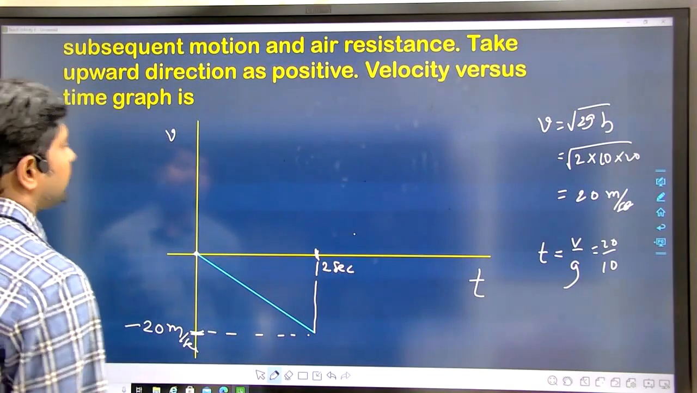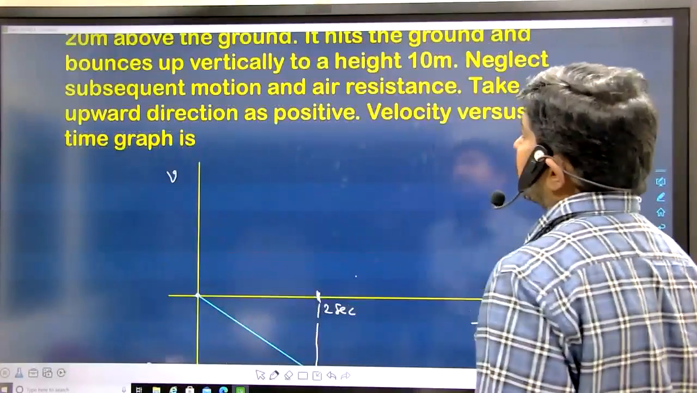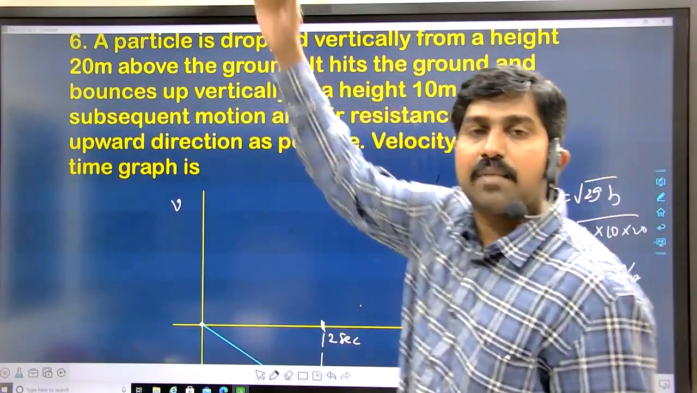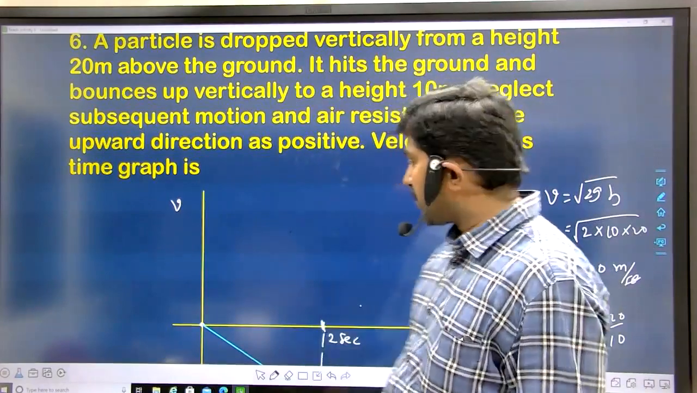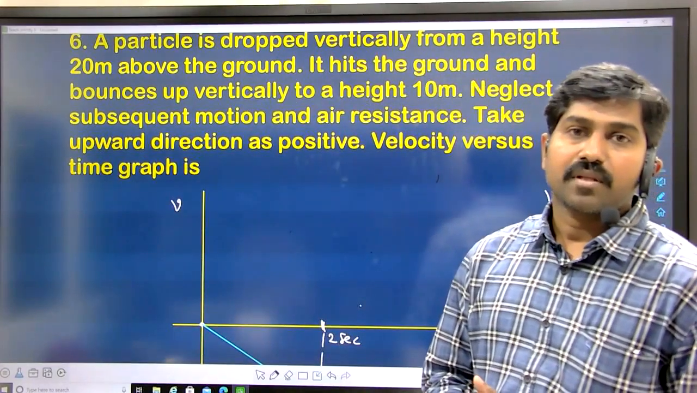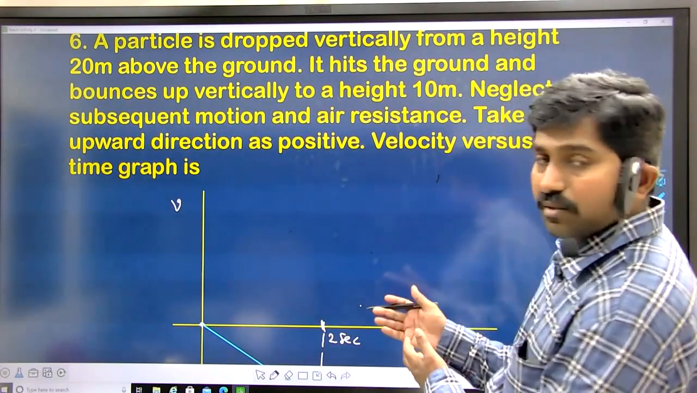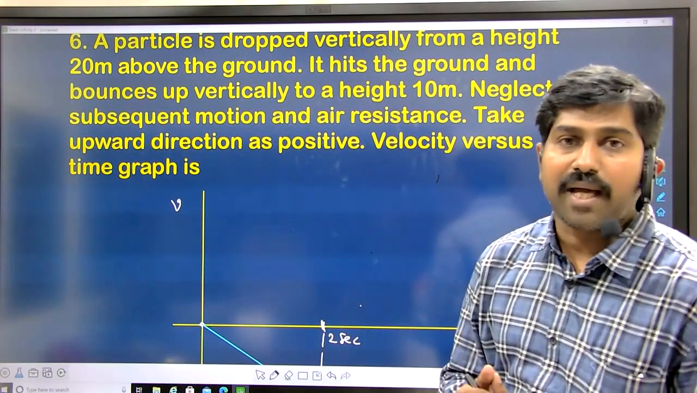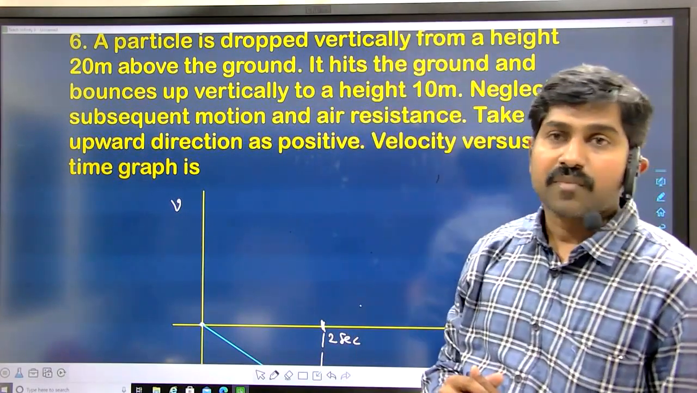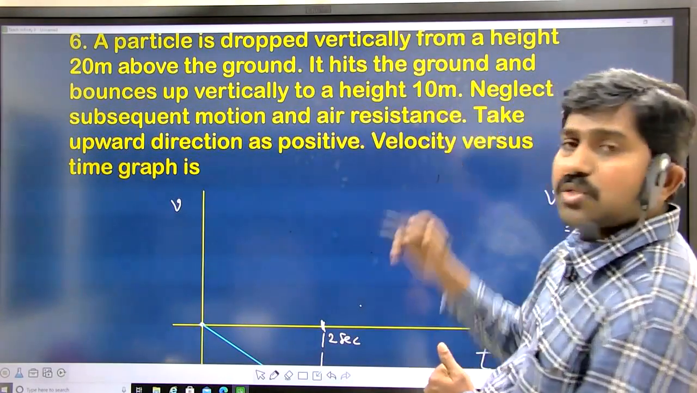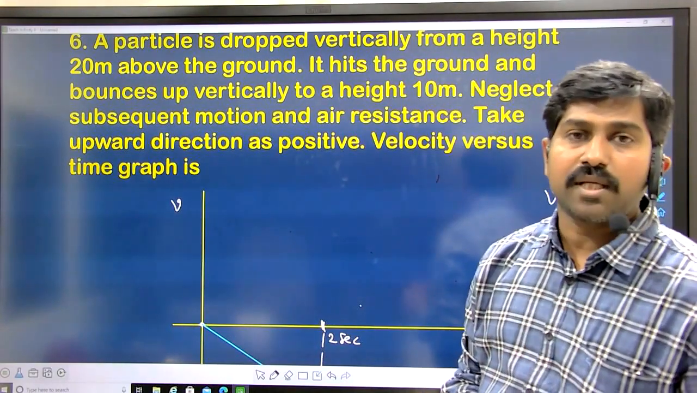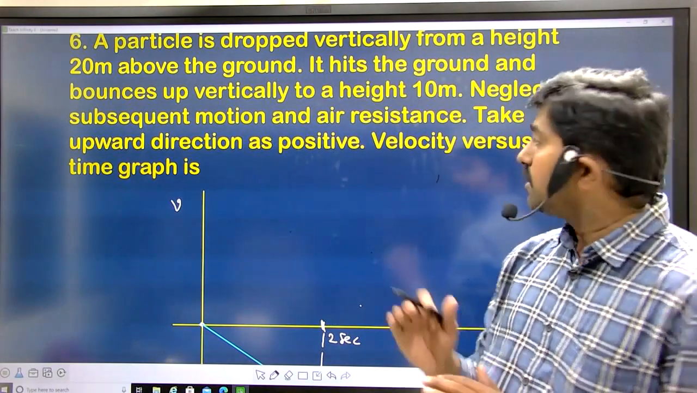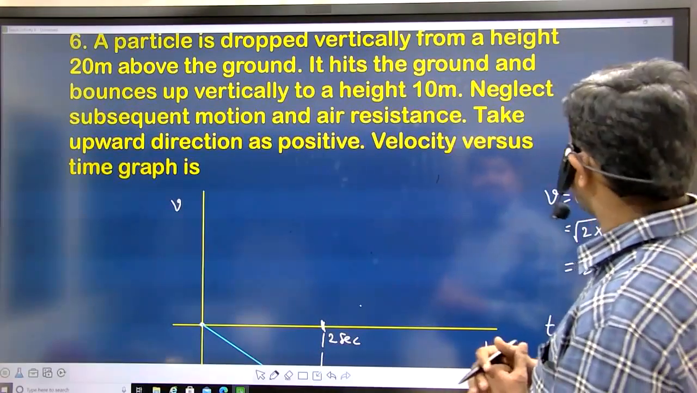And later on, one more piece of information is also given in the question. You can see here again what is happening. Again it bounces up vertically to a height of 10 meters. That means with the same velocity with which it reaches the ground, if it bounces back, it can reach up to 20 meters. But it is given that it can reach up to 10 meters only. That means some of its energy is lost here. Only with the remaining energy it is going up. What is the height? It can reach 10 meters.